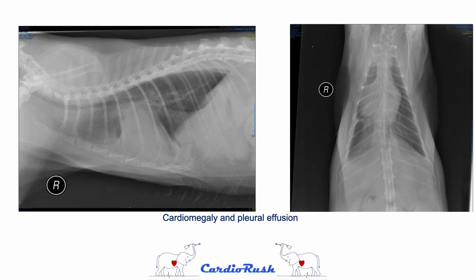Here's a radiograph of a cat with dilated cardiomyopathy who has pleural effusion. It's hard to see the edge of the heart here. There's a little retraction of the lung lobe up at the top. There's a little pleural fissure line right here, in addition to cardiac enlargement.